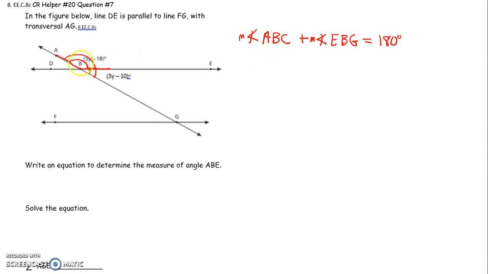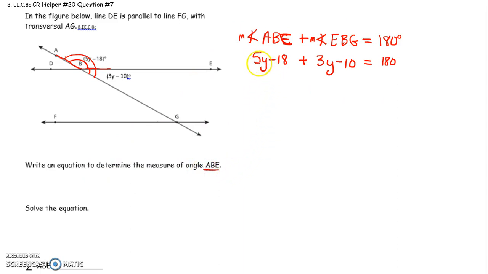What do they call angle ABC? Oh, I'm sorry, not ABC, ABE. I am so sorry about that. A to B to E is 5y minus 18 plus E to B to G is 3y minus 10. And together, when we add those two angles up, we get 180 degrees. So this is the equation that I'm going to use to help me determine ABE.